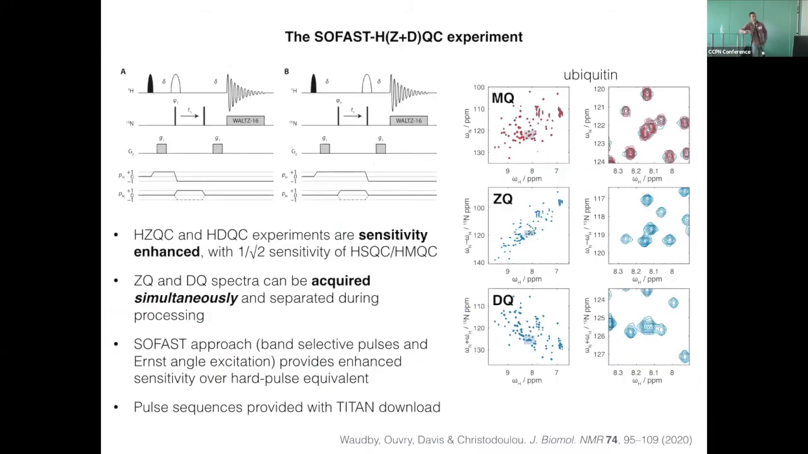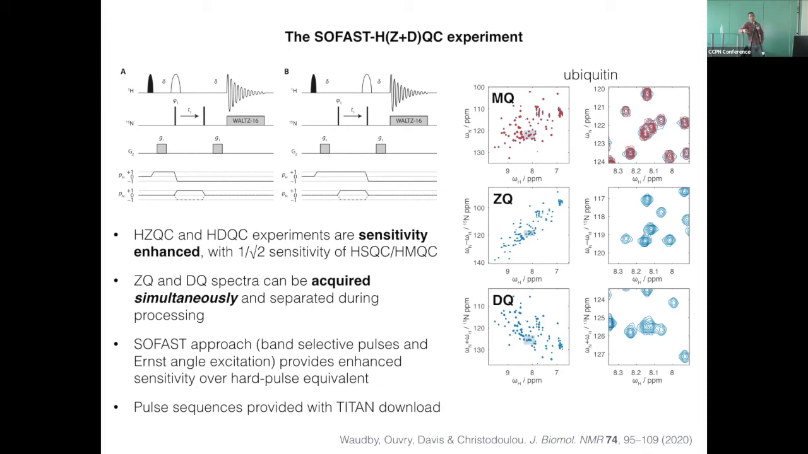To record these zero and double quantum experiments, we developed a new experiment based on the methyl SOFAST, or rather SOFAST. This can be applied to amides or methyl groups. So we use band-selective pulses to improve our sensitivity. However, we also applied a trick where we acquire all of our phase cycling initially without processing it. We can then recombine our experiments to form both zero and double quantum components. So we get 2 experiments recorded simultaneously that we separate post-acquisition.